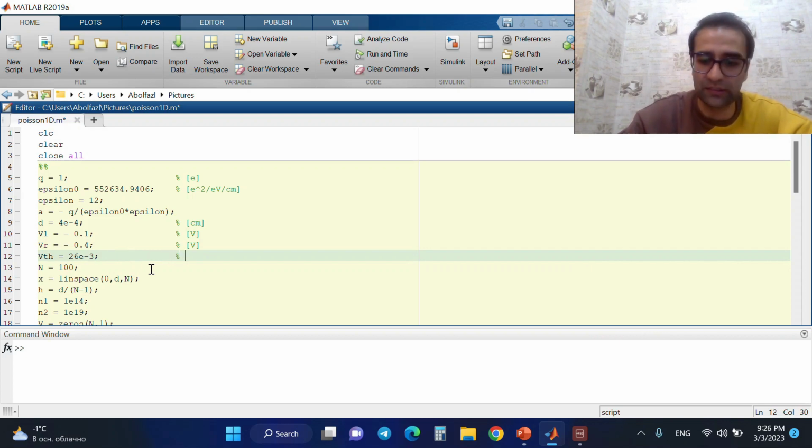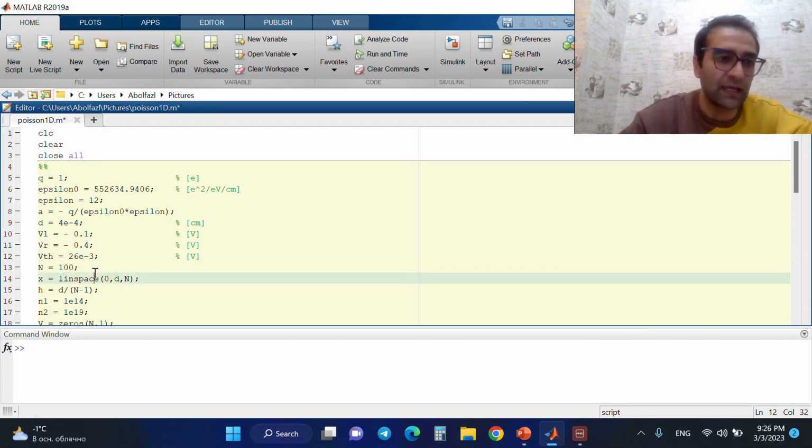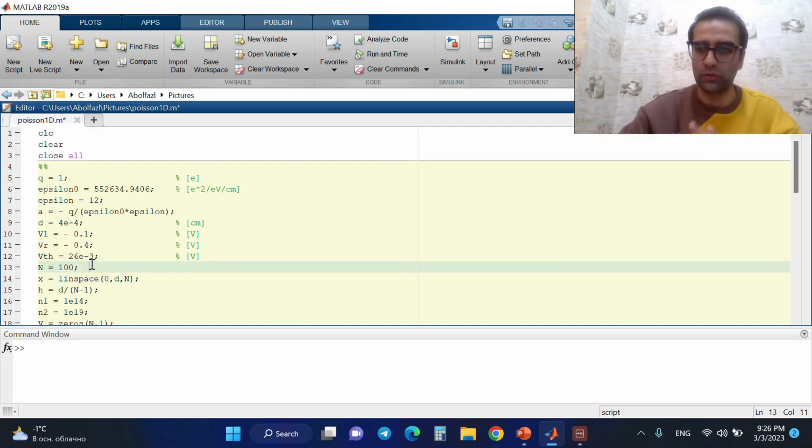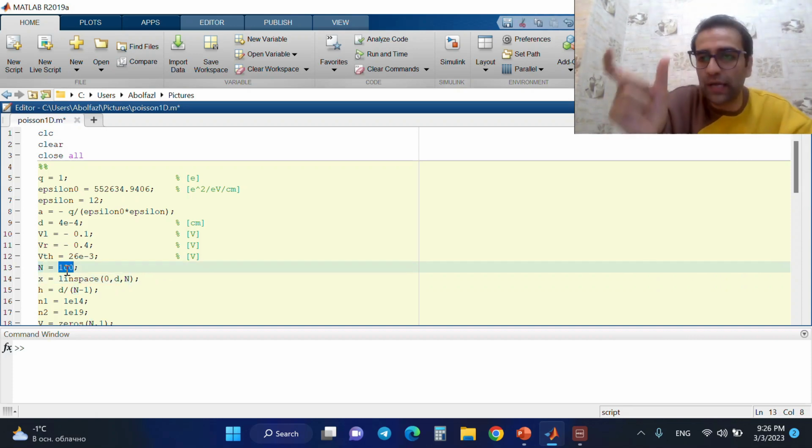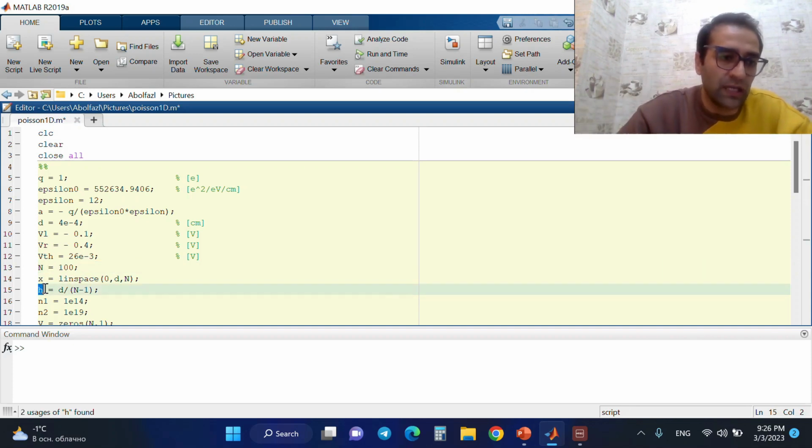Therefore, for thermal potential, the unit is also volt. And I define the number of grids to be 100. You can choose any number, but let's start with 100. Now I need to change x from 0 to d linearly, by n number. It means that I divided this d into 99 intervals. What will be delta x or h? Delta x will be this d divided by n minus 1, right?